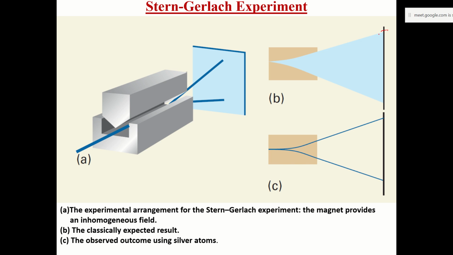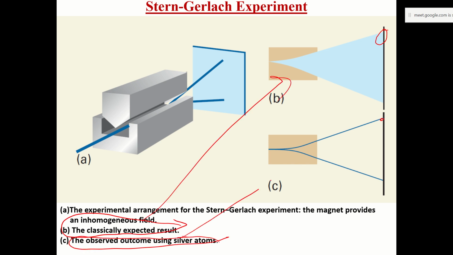If there is no quantization, they will hit all over the place. And if there is quantization, then they should hit at certain distinct places on the photographic plate only, not all over the place. So this was the classically expected outcome here, and this is the observed outcome. And this was what we learned, that yes, there is space quantization because this is the actual thing that happened, right? So the orbital angular momentum of the electron is quantized.